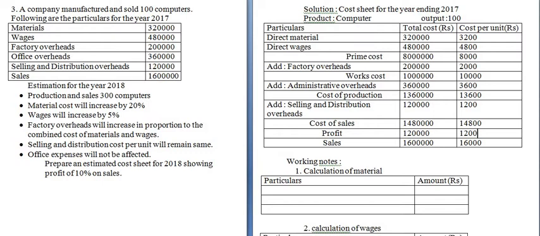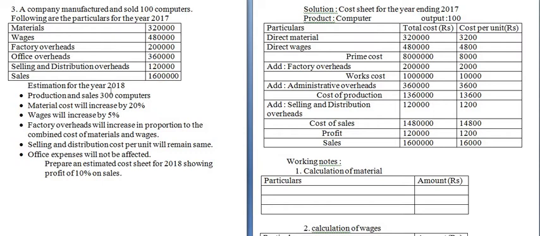Now we have to prepare an estimated cost sheet for the year 2018. For that they have given us the following adjustments. Now in 2018 their production is how much? 300 computers, whereas for the year 2017 it was 100 computers, right? So that we will have to remember.